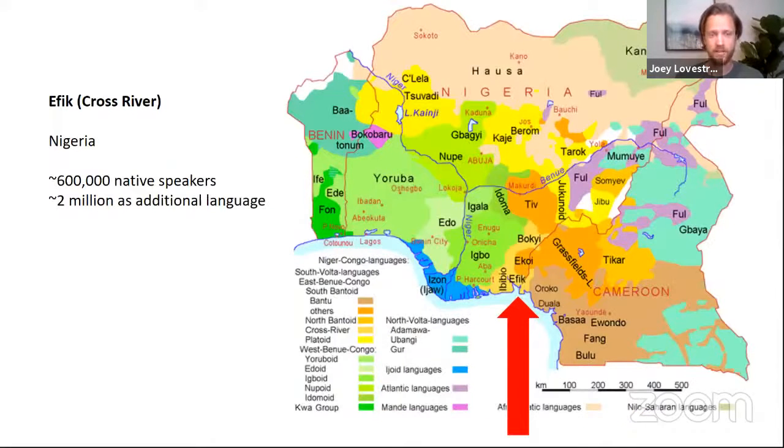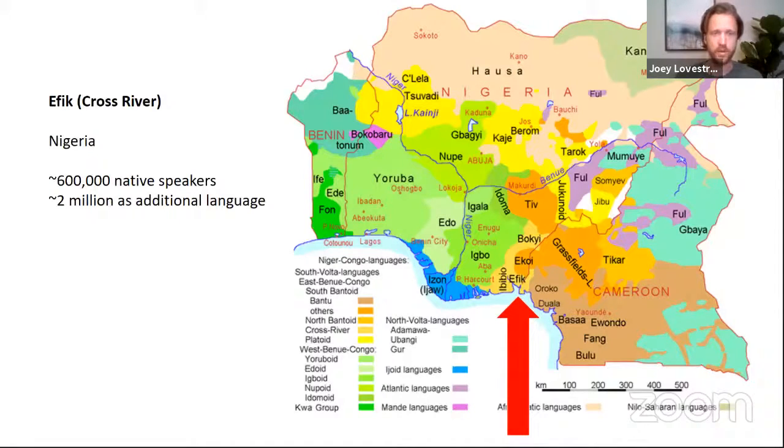Efik is, again, a very different language in a different place. This is a map of Nigeria and Cameroon showing where Efik is spoken on the southern coast of Nigeria bordering Cameroon, and there may be around 600,000 people who use this as their primary language, and potentially up to another 2 million people who use it as an additional language in certain contexts to communicate with people from other groups.